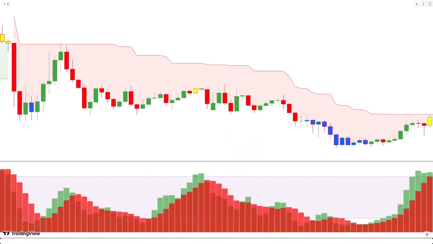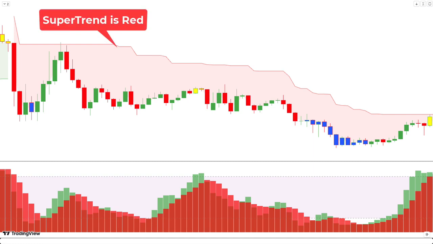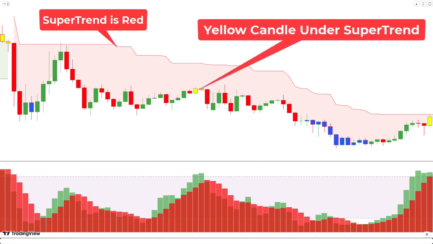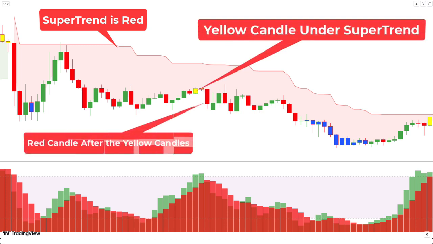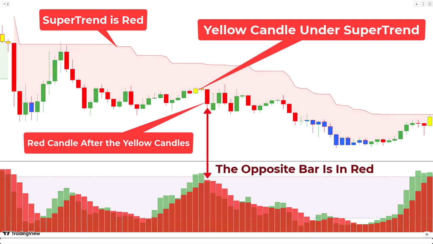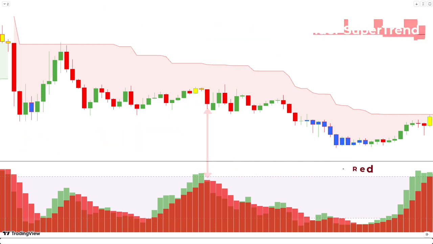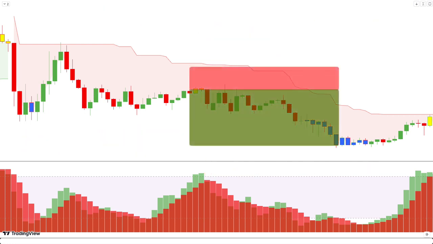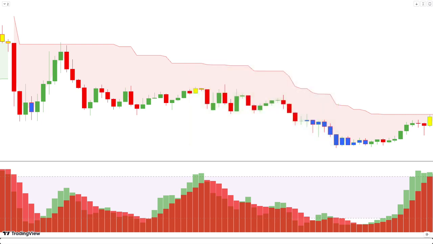Well, let's make this more clear. The first condition is that the super trend should be in red. The second condition is the appearance of a yellow candle under the super trend indicator. The third condition is the appearance of a red candle after the yellow candles. The last condition is that the color of the bar opposite the entry candle must be red. When all these conditions are met, we enter into a sell position. Well, let's go back to the chart to see real examples.